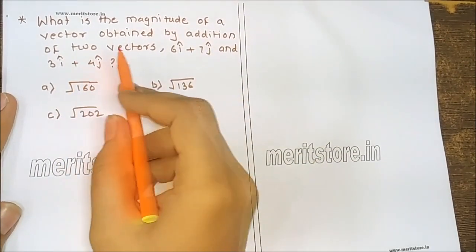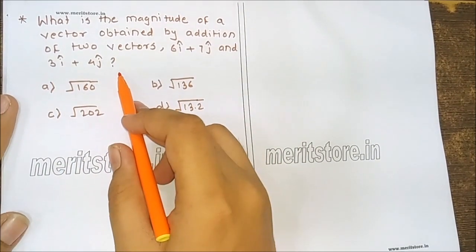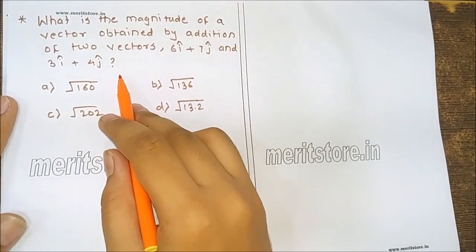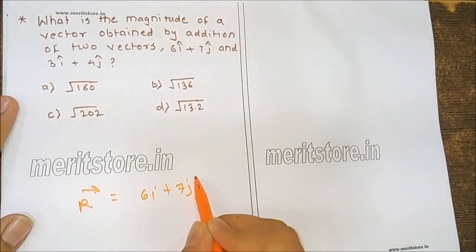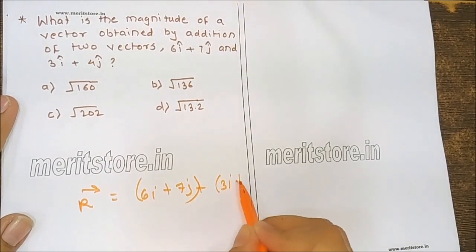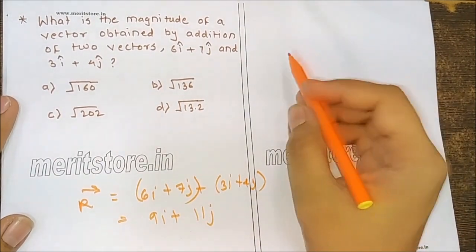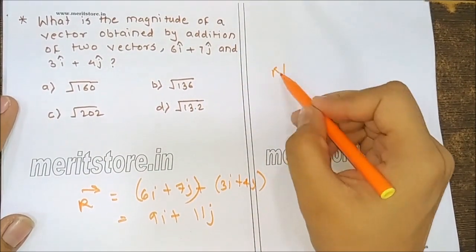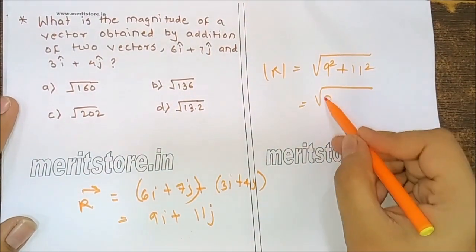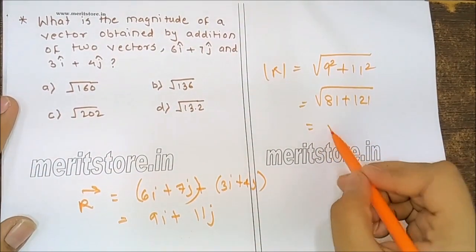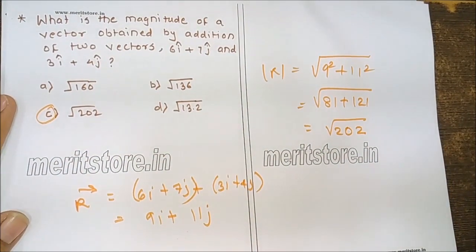What is the magnitude of the vector obtained by addition of two vectors 6i + 7j and 3i + 4j? Now we know when two vectors are added, we get the resultant vector r. So r is equal to 6i + 7j + 3i + 4j, which is equal to 9i + 11j. So the magnitude of r is equal to square root of 9 squared plus 11 squared, which is equal to square root of 81 + 121, which is equal to square root of 202. So option C, root 202, is the correct answer.